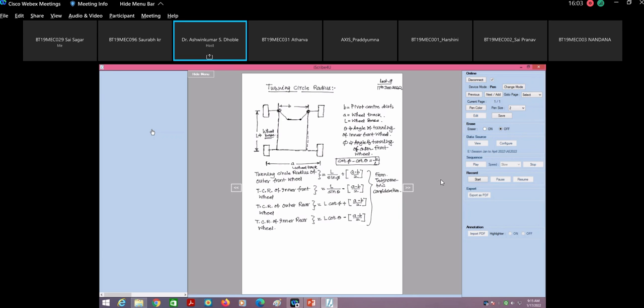Now we will solve the problems based on finding out the turning circle radius of the vehicle. So is it fine, sir?